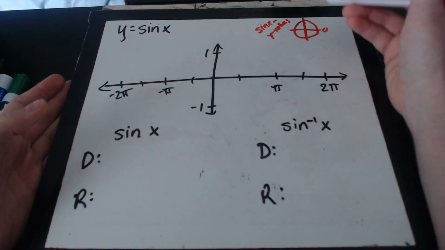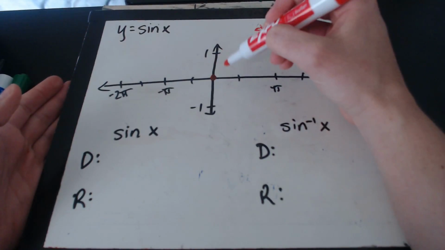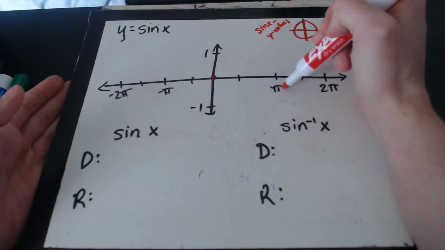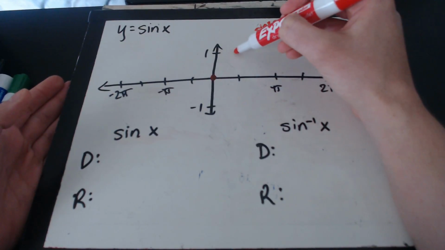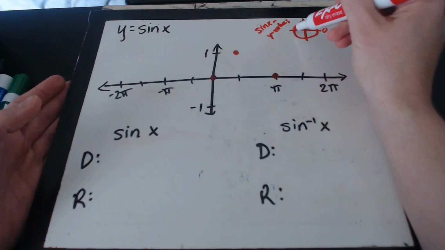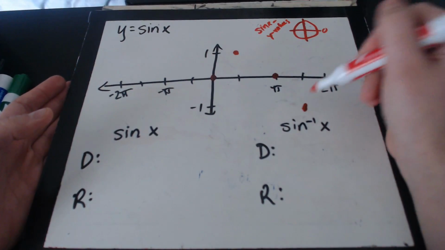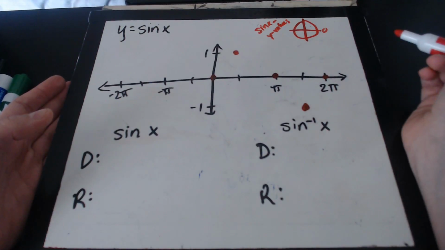So if I'm at 0, sine of 0 is 0. So sine starts at 0, okay? This is going to be pi over 2 because this is pi. Sine of pi over 2 is 1. Sine of pi is 0 because then I'm back here, okay? Sine of 3 pi over 2 is going to be -1. And sine of 2 pi is going to be 0, okay?